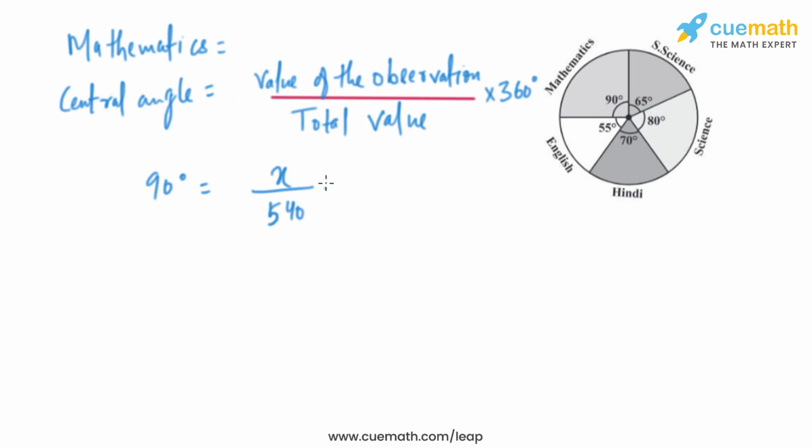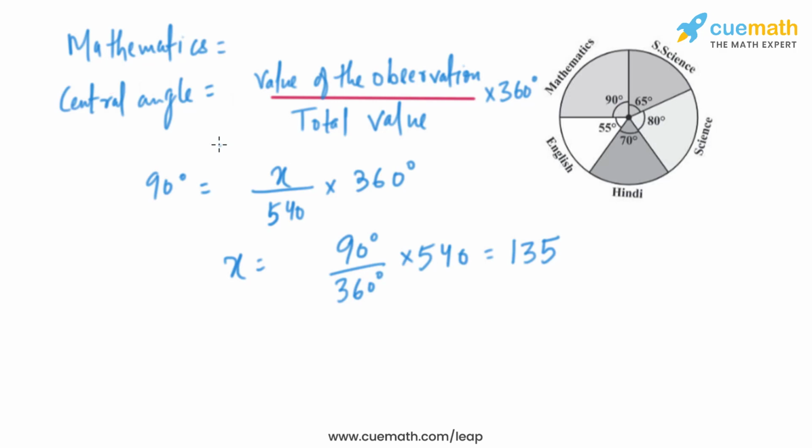540, and multiplied by 360 degree. So x will basically be equal to 90 degree divided by 360 degree and multiplied by 540. And on solving this, we will get the marks obtained in maths, that is 135. Now using the same approach, we will find the marks obtained in other subjects as well.